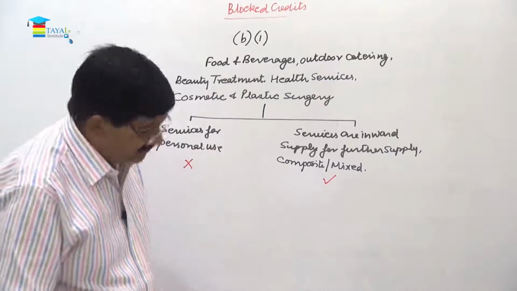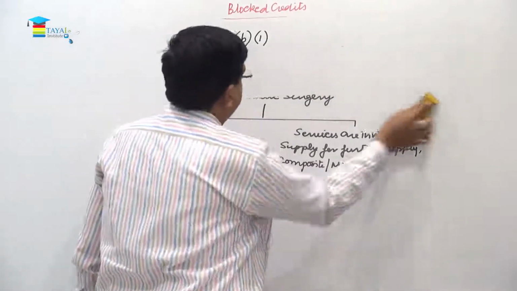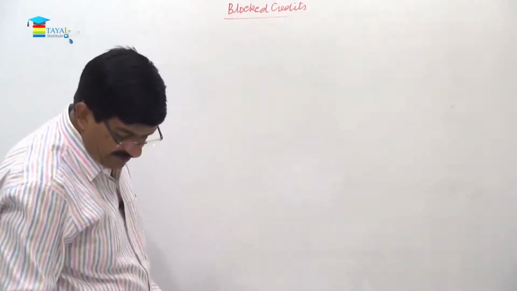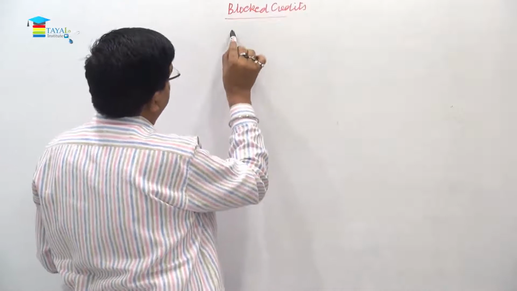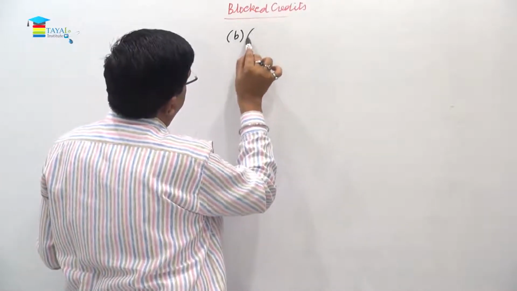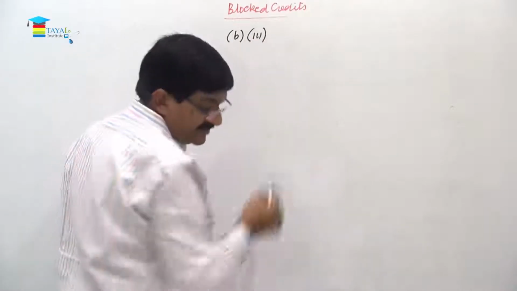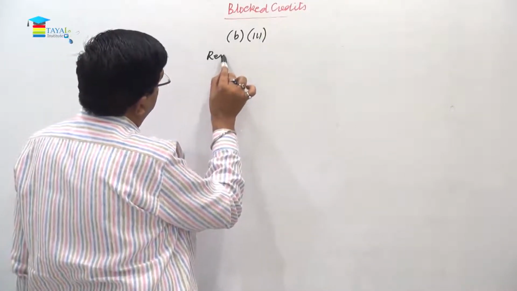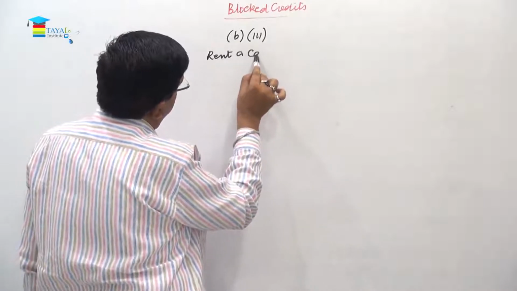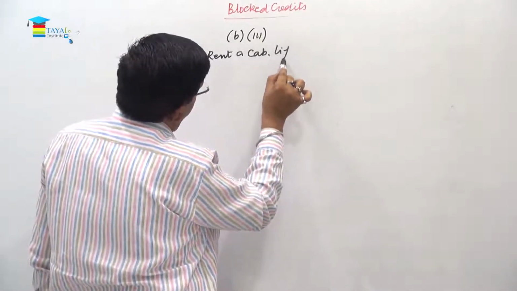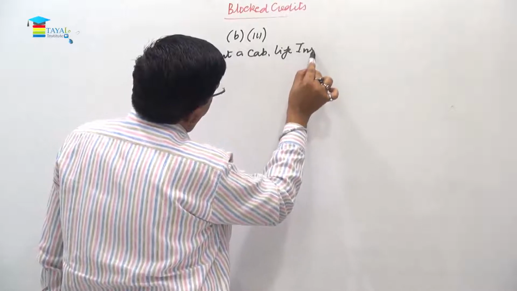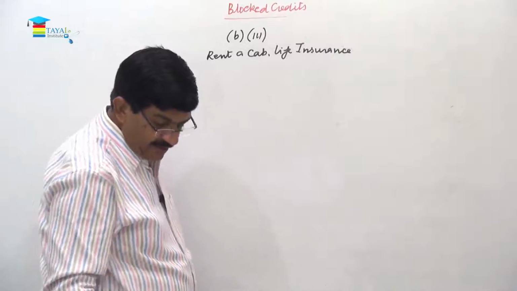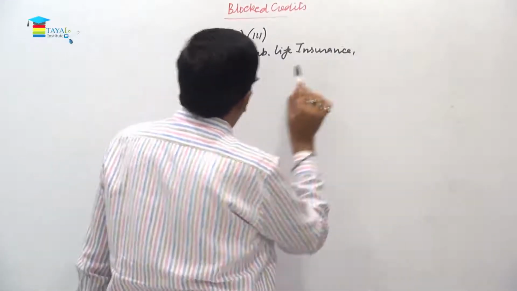So here we have B3. This is referring to rent a cab, life insurance, and number 3, health insurance.